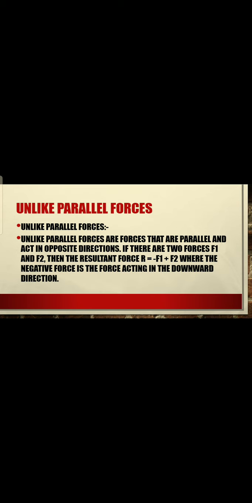Suppose we take the two forces F1 and F2, then the resultant of these two forces is R equal to minus F1 plus F2, where the negative force is the force acting in the downward direction. One of the forces is in the upward direction, and one of the forces is in the downward direction, as we have seen in the beginning. In case of unlike parallel forces, one force will act upward and one force will act downward, so their lines of action are different.